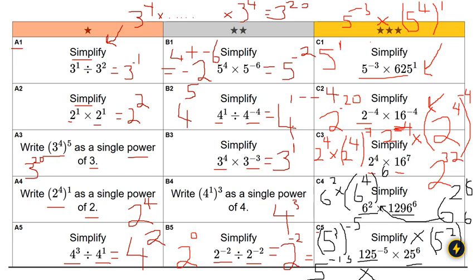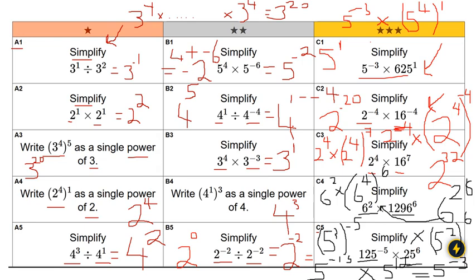So 2 times 6 here will be 12. So we're going to have 5 to the power of 12. So multiplying here with the same base, I'm going to add the powers. Minus 15 plus 12 will be minus 3. So it's 5 to the negative 3. So 5 to the power of minus 3.